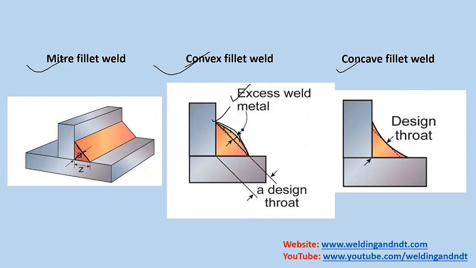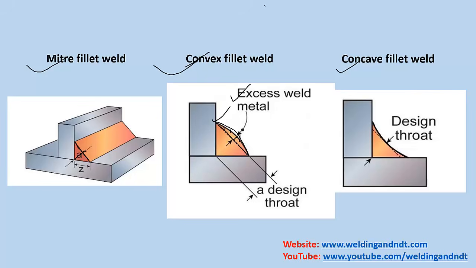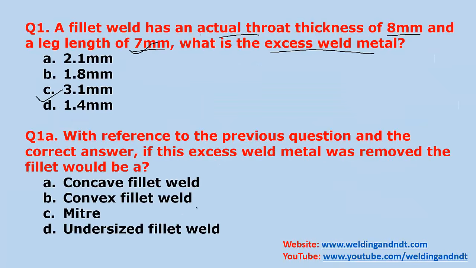And in the concave fillet weld, the throat will be equal to the design throat, but the geometry of the fillet weld will be like this in concave nature. So these are the three types of fillet weld. Now the question is, if you remove the excess weld metal, means consider the convex fillet weld, and from the convex fillet weld, if you remove this entire excess weld metal, then what will it become? It will become a miter fillet weld. So the answer will be C, miter fillet weld.